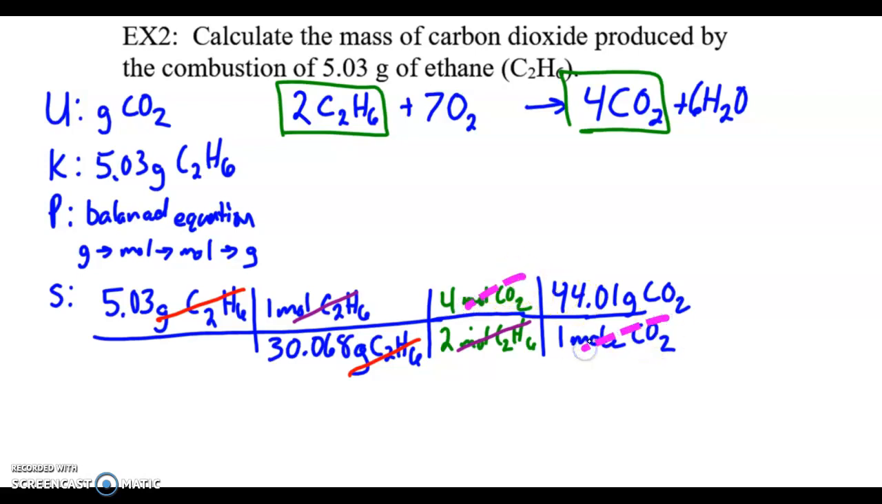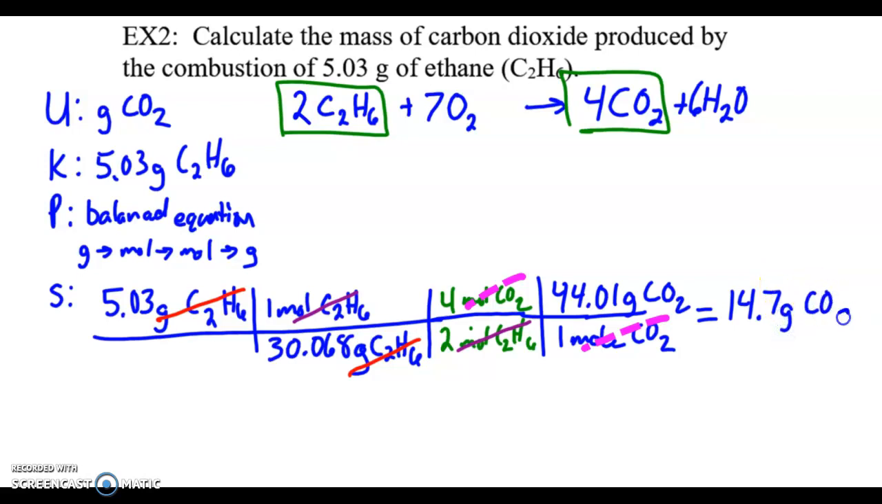So the moles of carbon dioxide cancel out, and then we'll plug that into our calculator. So I'll probably put this in the calculator, 5.03 times 1 times 4 times 44.01 divided by parentheses 30.068 times 2 times 1 in parentheses. Or you could just multiply everything on top, multiply everything on the bottom, divide the top by the bottom. When I carried this out, I got 14.72, which I'm just going to round to 14.7 to match the 3 significant figures of the known. So that is going to be grams of CO2.